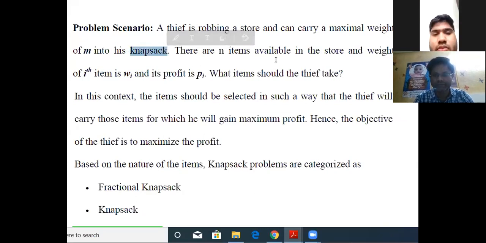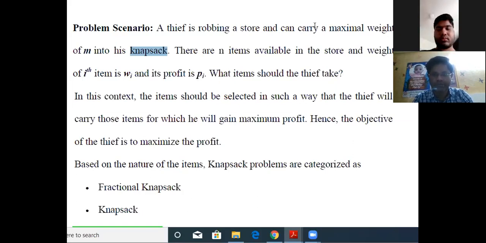There are n items available in the store, and the weight of the ith item is Wi and its profit is Pi. It means the items are denoted with the index i. If there are 5 items, then the weights are W1, W2, W3, W4, W5, and the profits are P1, P2, P3, P4, and P5. So what items should the thief take?